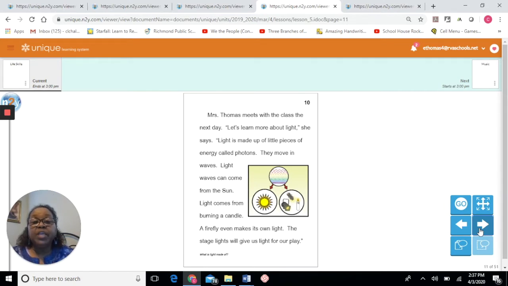Mrs. Thomas meets with the class the next day. "Let's learn about light," she says. "Light is made up of little pieces of energy called photons. They move in waves. Light waves can come from the sun. Light comes from burning a candle. A firefly even makes its own light. The stage lights will give us light for our play."